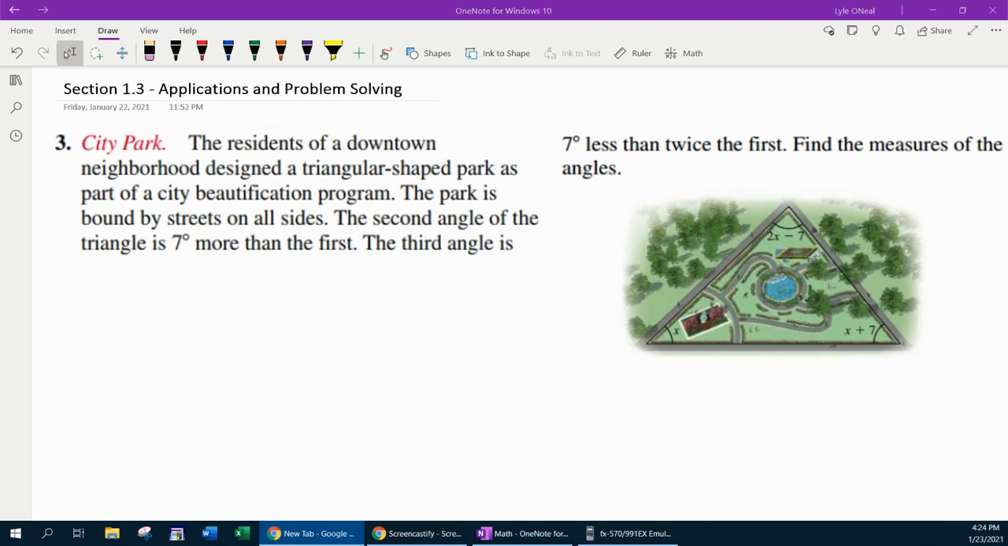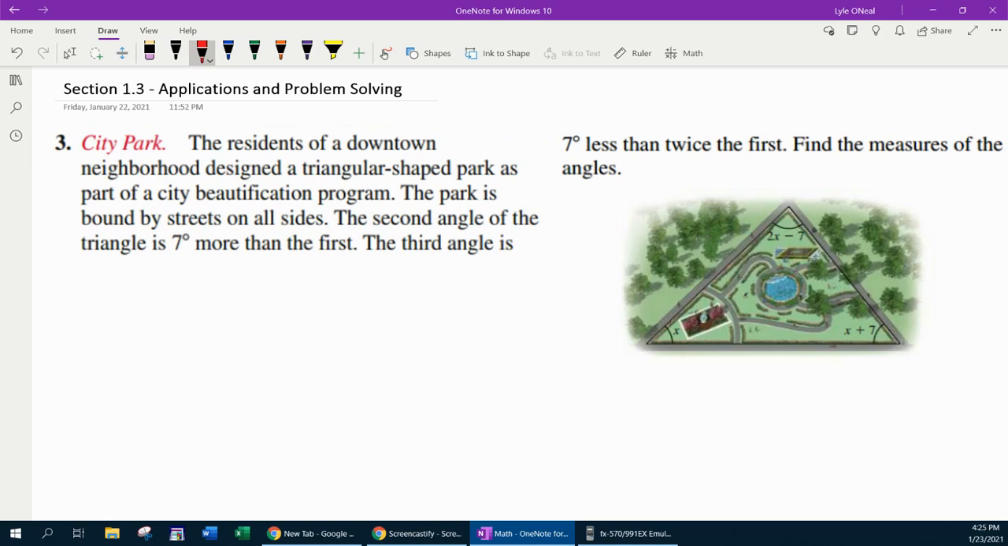Let's get started. First problem we're going to look at here, number 3, it says a city park. We've got a city park, and if you look at the picture, it's in the shape of a triangle. The residents of a downtown neighborhood designed a triangular-shaped park as part of a city beautification program. All of that is irrelevant except for the fact that it's a triangle. It says the park is bounded by streets on all three sides.